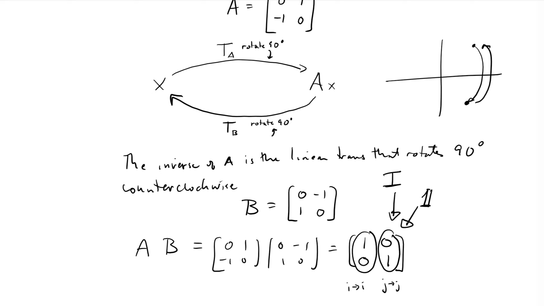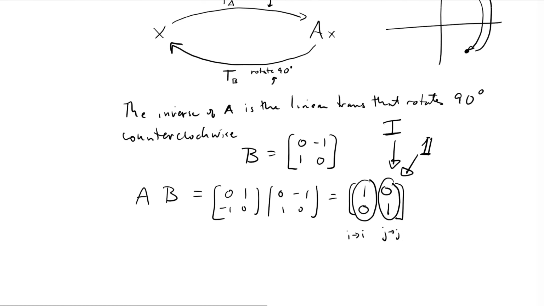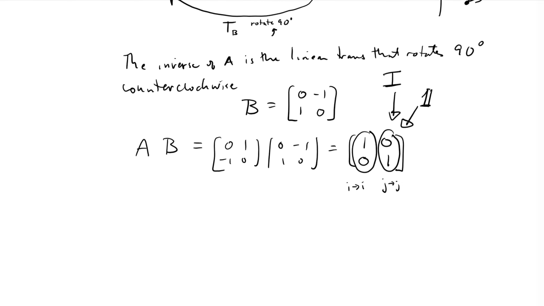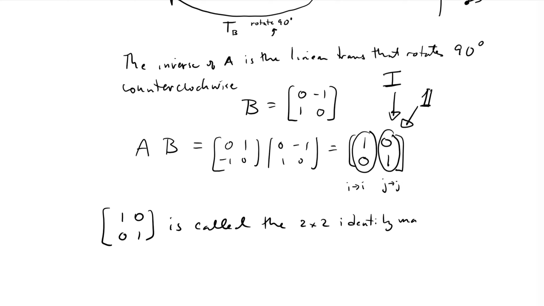So the linear transformation with standard matrix I is the linear transformation that does nothing. It keeps things where they are. So 1, 0, 0, 1 is called the 2 by 2 identity matrix. Okay.